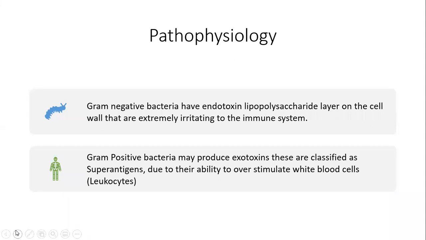Gram-negative bacteria have endotoxins, a lipopolysaccharide layer on the cell wall that is extremely irritating to the immune system. The gram-positive bacteria, on the other hand, may produce exotoxins, which are classified as superantigens due to their ability to overstimulate white blood cells.